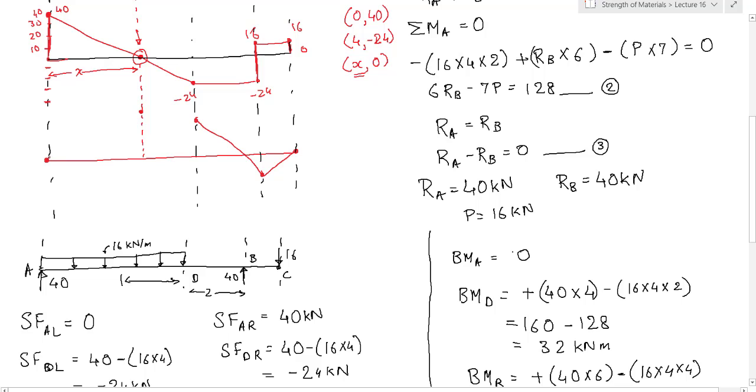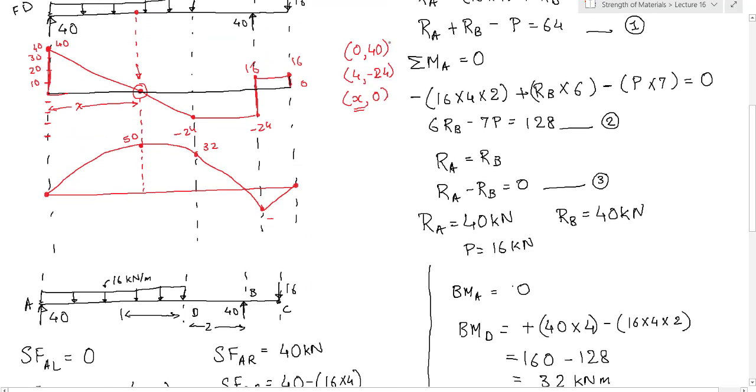So how will the curve look? The curve will look something like this, and this will be the maximum bending moment, which is 50. Here it is 32. Here the values are 32 at minus 16, and here it will be 0. This point is the point of contraflexion.